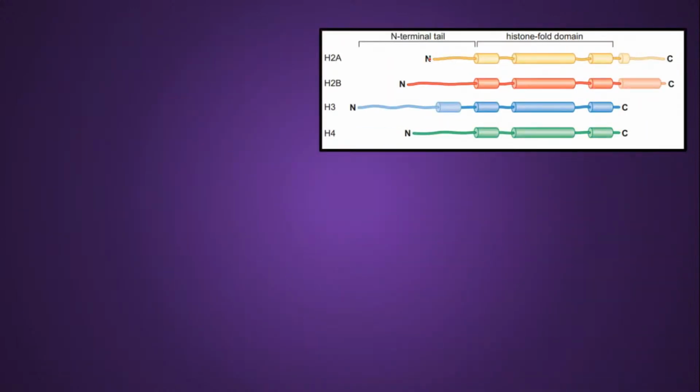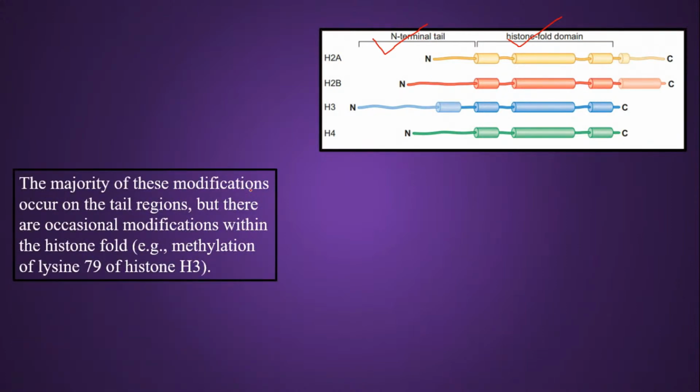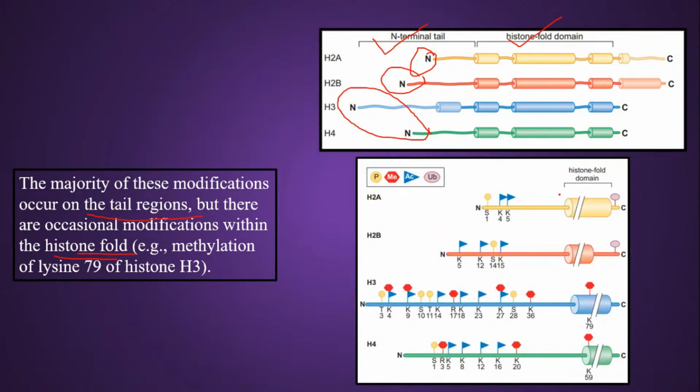See, this is the structure of 4 different histones. We have the N-terminal region and histone fold domains. And in the statement, what was mentioned is that these are the 2 regions which can undergo frequent modifications, right? So the majority of modifications occur in the tail regions, that is in the N-terminal region. More precisely speaking, it is H3 and H4 which undergo frequent modifications. Of course, some modifications will also occur within the histone fold, which is known as the globular domain, as you can see in this picture.